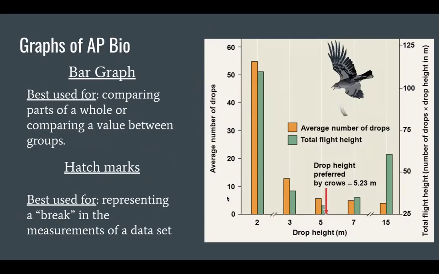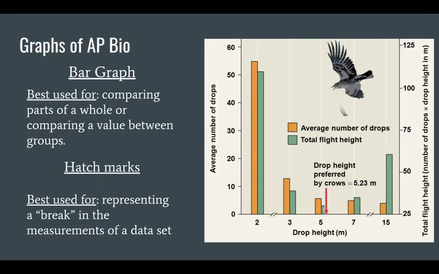Now, when I said extra information, if you're remembering this fourth piece here, extra information, one of the pieces of extra information that I wanted you guys to be familiar with is the idea of hatch marks. Hatch marks are these little lines here between 2 and 3 and between 7 and 15. And these hatch marks represent a break in the measurements of a data set. They represent a change in the scaling of your data set. So for example, if you're looking at this graph, you go from an increment of 1, you go from 2 to 3. Then you go from 3 to 5 meters.